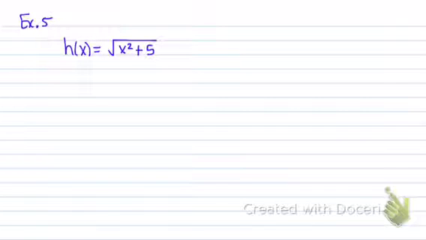Example 5 says express h of x as a composition of two functions. So now we're going to do the opposite. Instead of taking one function and plugging it into the other one, we're going to actually undo them. All right, so our steps to do this. The first thing you're going to do is find g of x.